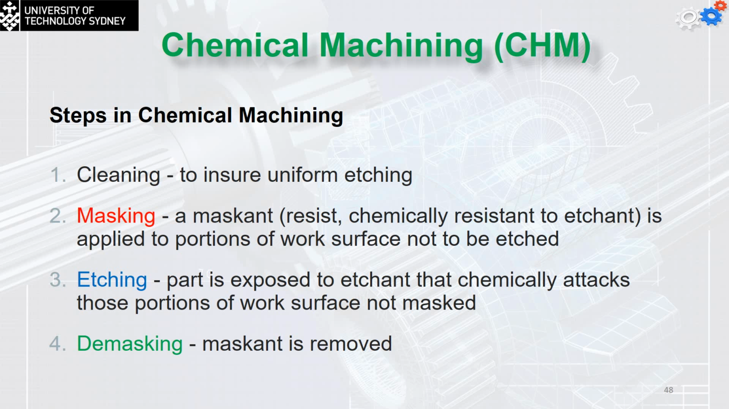The masking, which is going to be chemically resistant to the etchant, is applied to a portion of the work surface which is not going to be etched. Then we have the etching process, in which the part is exposed to an etchant that chemically attacks those portions of the work surface which are not masked. And then we have the demasking process, in which the masking is removed.